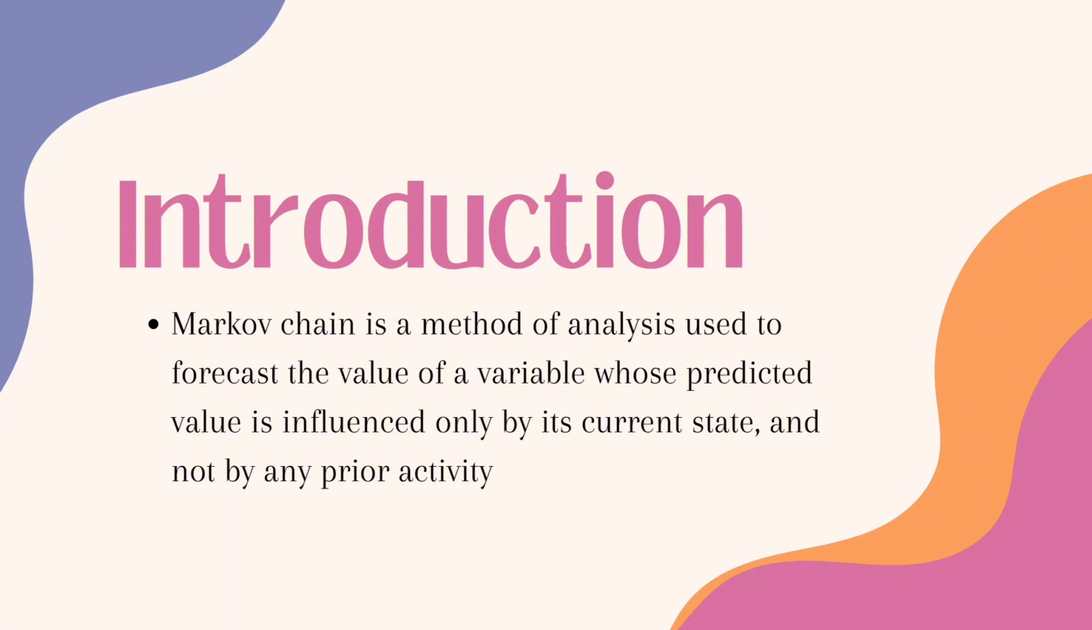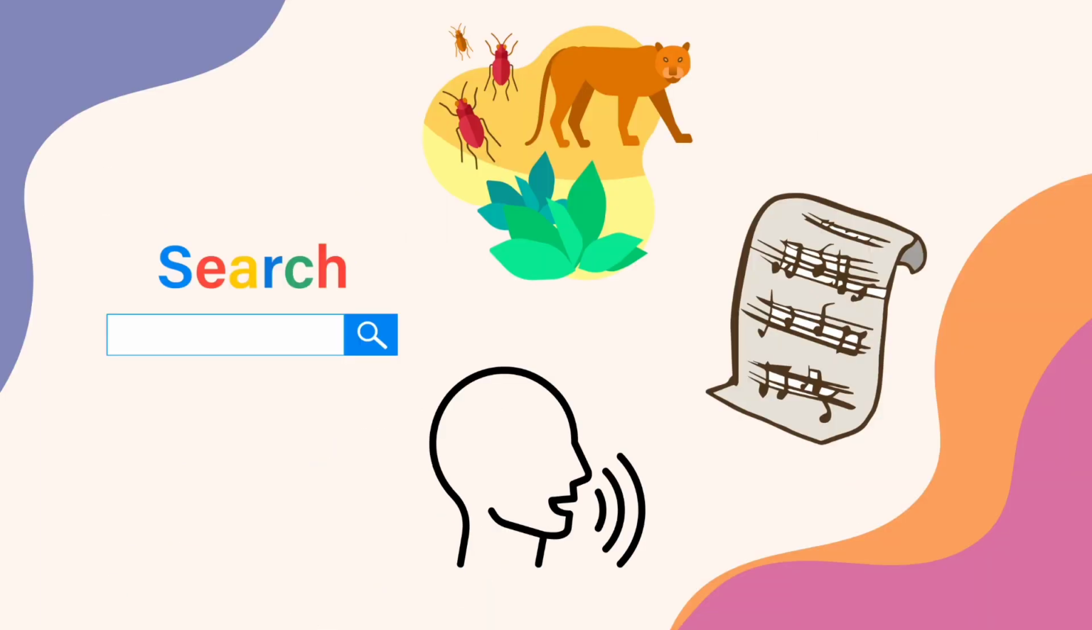Markov chains are used in a variety of situations because they can be designed to model many real-world processes. This area ranges from animal population mapping to search engine algorithms, music composition, and speech recognition. To better understand this concept, let's take a look at this example.